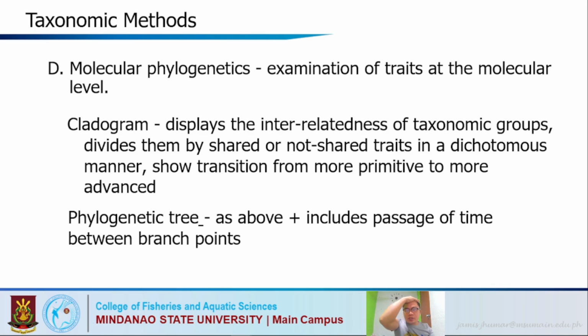Molecular phylogenetics basically is the examination of traits at the molecular level. Now, we have what we call the cladogram. It displays the interrelatedness of taxonomic groups, divides them by shared or not shared traits in a dichotomous manner, and shows transition from more primitive to more advanced. And the phylogenetic tree is as above, that includes the passage of time between branch points.